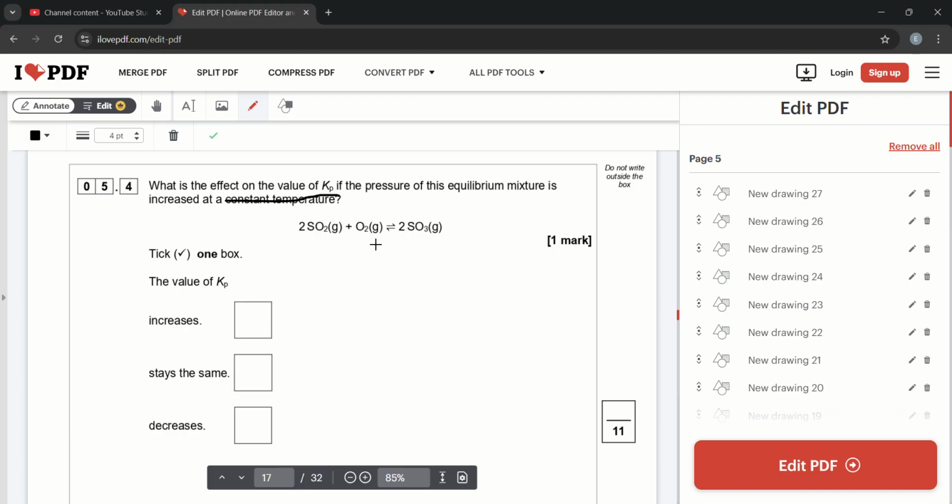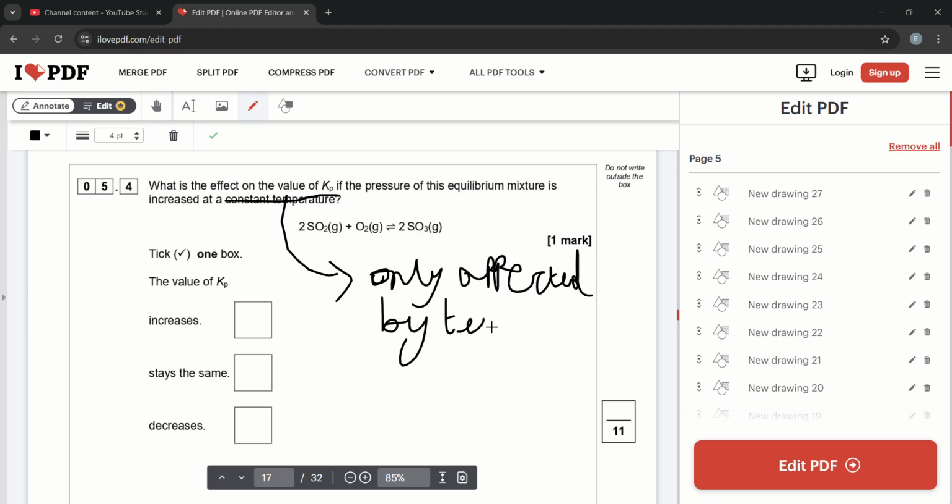Well, just like Kc is only affected by temperature, Kp is only affected by temperature. So the answer is stays the same, no effect. And that is the end of question 5.